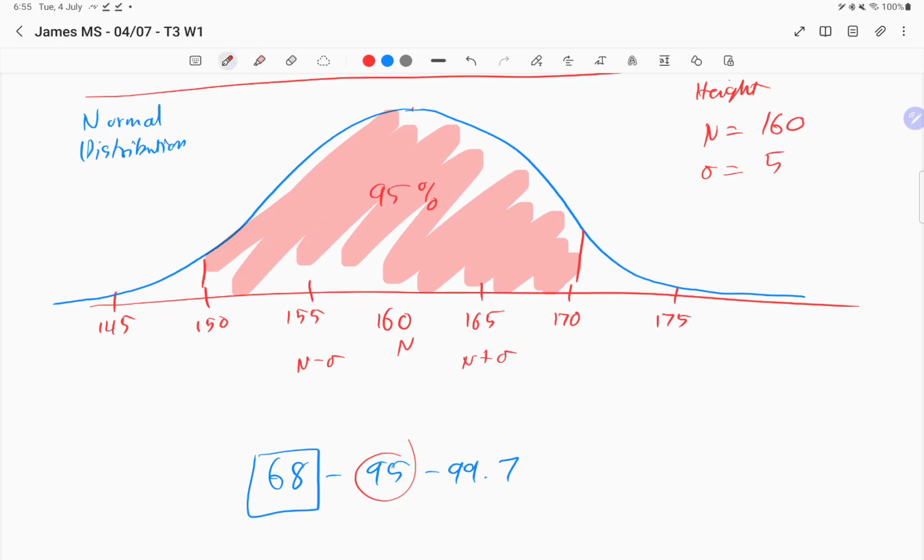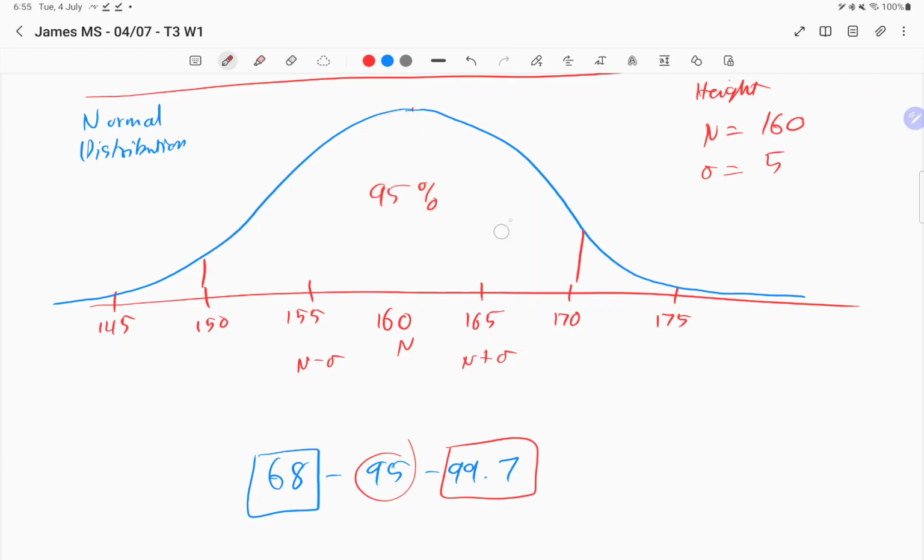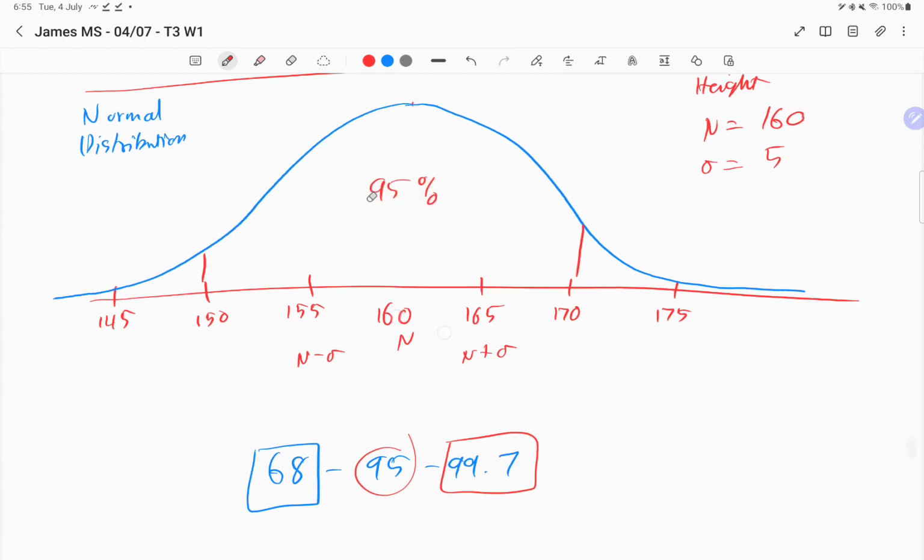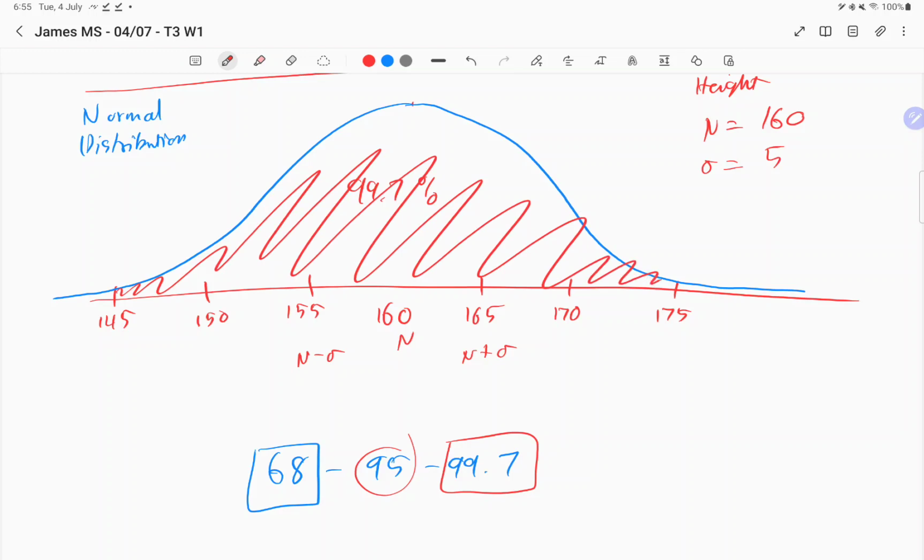Okay, and then 99.7, no, it's not 100, it's 99.7. It's close to 100, but it is not 100. So 99.7% of people will have the height between mean minus 3 standard deviation and mean plus 3 standard deviation. Does it make sense so far?